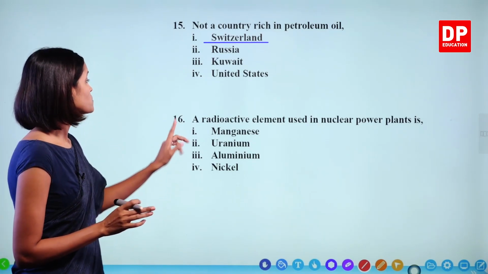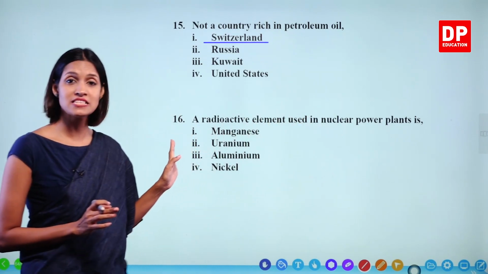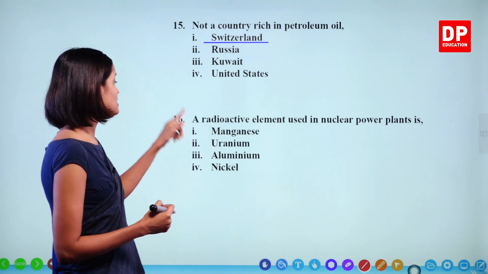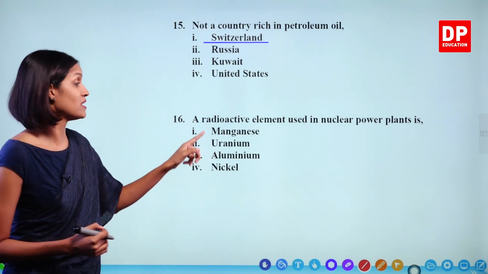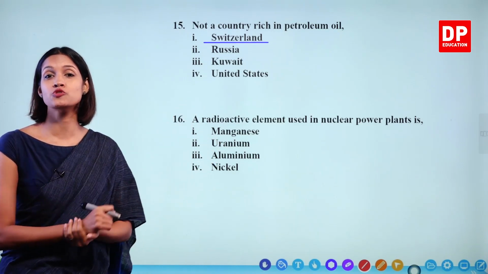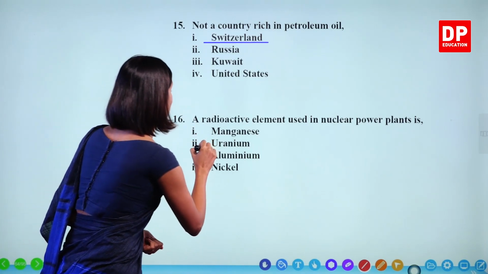Okay, children? So a radioactive element used in nuclear power plants is, in order to generate nuclear energy: manganese, uranium, aluminium, nickel. I explained that an element called uranium is used in nuclear power plants. So the answer is uranium.